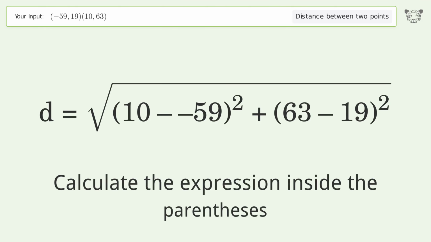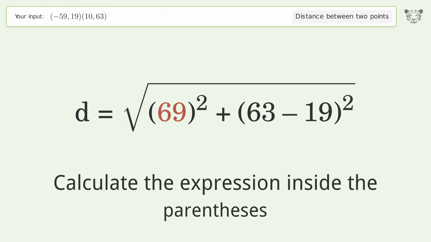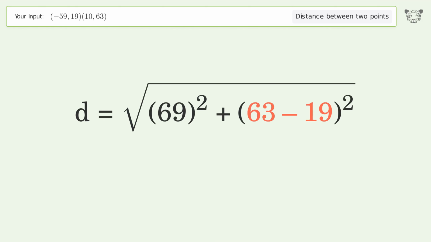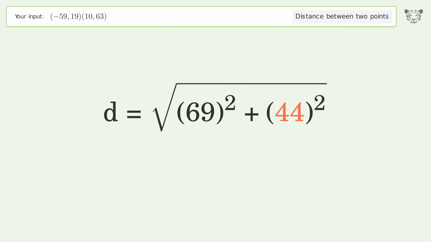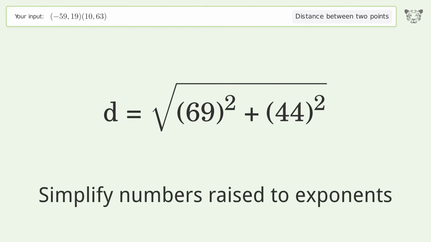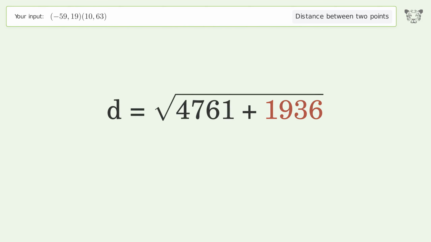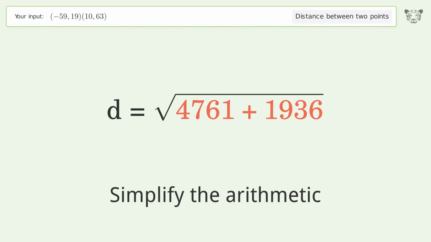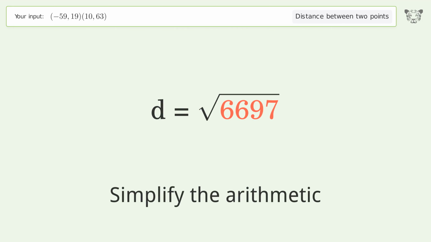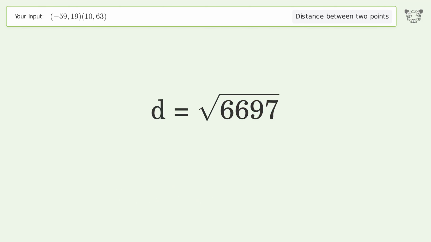Calculate the expression inside the parentheses. Simplify numbers raised to exponents. Simplify the arithmetic. And so the distance between the 2 points is the square root of 6,697, or 81.835.